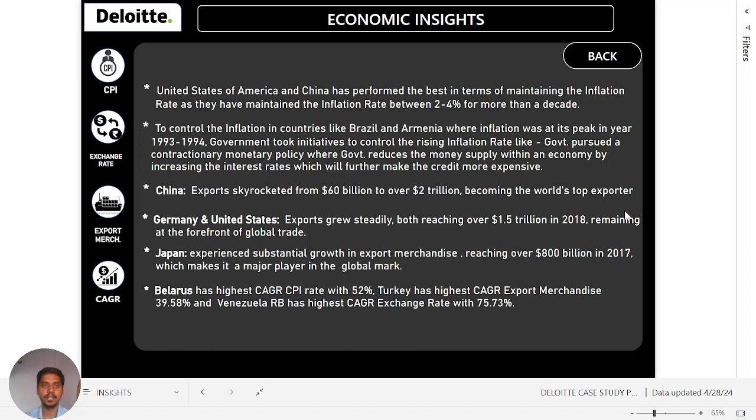We saw that in China, exports skyrocketed from 60 billion to 2 trillion dollars, becoming the world's top exporter. Germany and United States have reached over 1.5 trillion till 2018. Also, we saw that Japan was one of the biggest exporters. It has reached $800 billion till 2017, which makes it a major player in the global market. And lastly, Belarus has the highest annual growth rate of CPI at 52%. Turkey has the highest CAGR export merchandise rate of 39.58%, and Venezuela has the highest CAGR exchange rate at 75.373%.